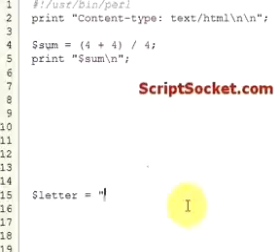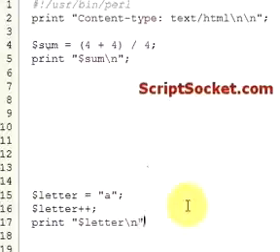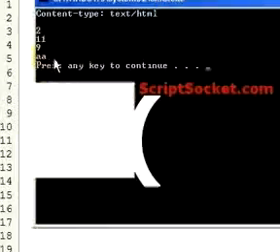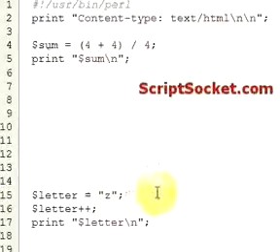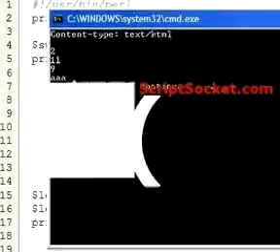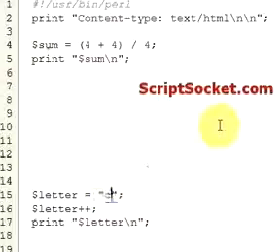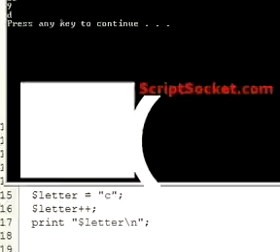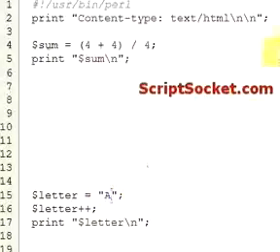Like so. Letter equals A, letter plus plus, print letter. Let's run it. It's the letter B. If we change this to the letter Z, it gives us AA. If we change this to ZZ, it gives us AAA. You get that? If we change this to C, it gives us D. If we change this to a capital A, it gives us a capital B.